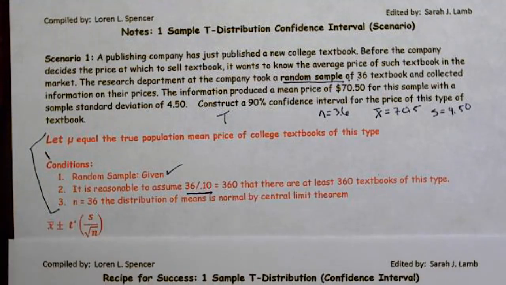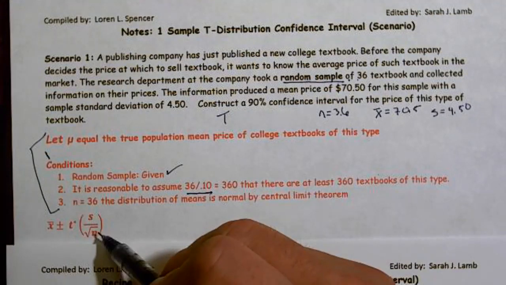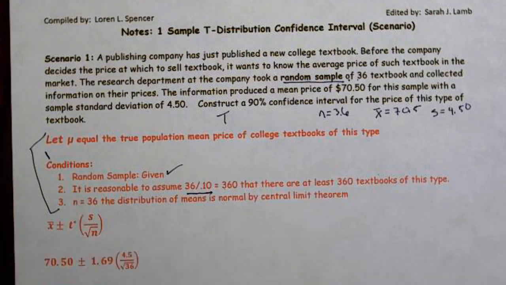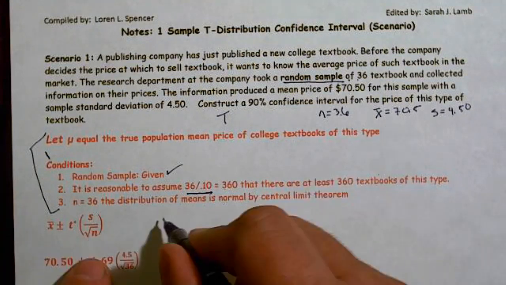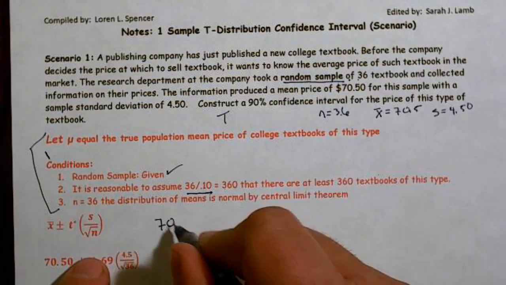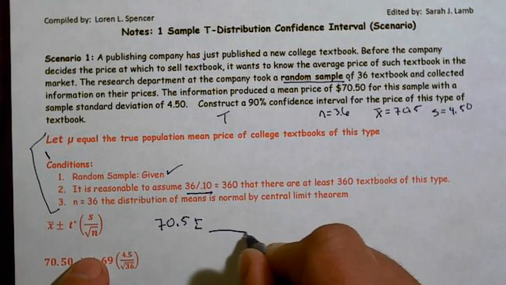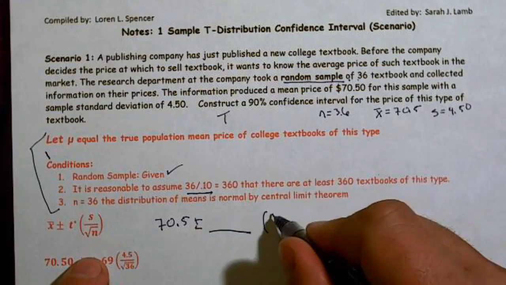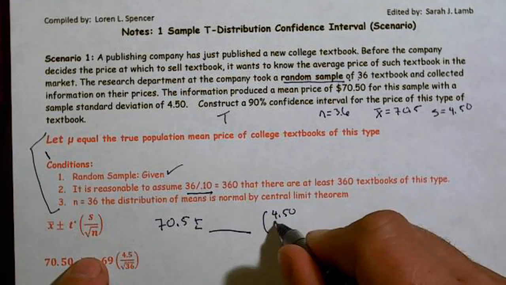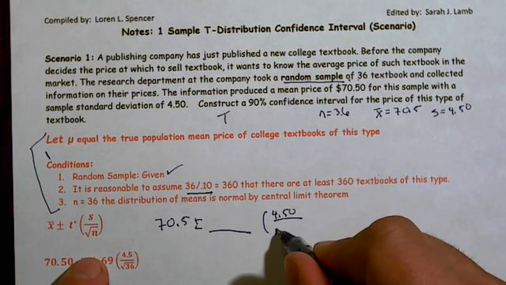Okay? So the next thing I need to do is write down my equation, which is x bar plus or minus t star s divided by the square root of n. Now, what I always start doing is I start plugging in. What do I know? Well, I know that my sample mean is 70.5. So I'm going to write that down, 70.5 plus or minus. I don't know my t star yet, so I leave a blank for it. I know my sample standard deviation is 4.5. And I know my sample size was 36, so divided by the square root of 36.